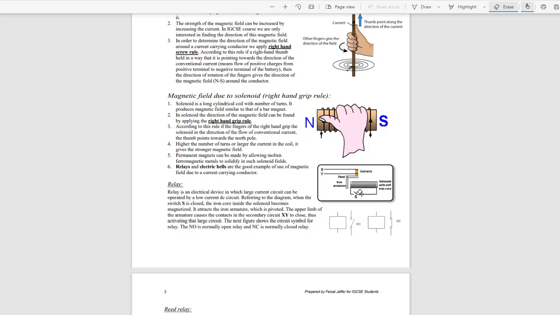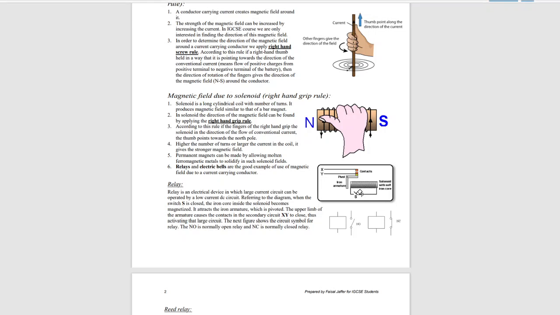Let's move on to when we have a solenoid. What is a solenoid? It's simply a cylindrical long coil with a number of turns which produces a magnetic field just like a bar magnet. Okay, so that is the definition of a solenoid. Now in a solenoid, the direction of the magnetic field can be found by using the right hand grip rule.